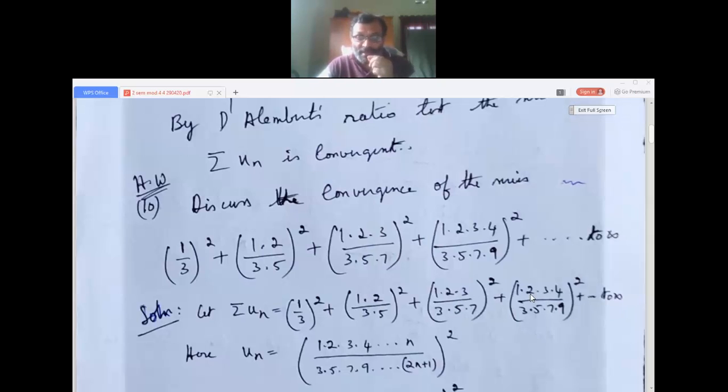So naturally the nth term will be 1·2·3·4 till n divided by, first term is 3, second term is 3·5. So you can see odd numbers, 3·5. Third term is 3·5·7. Next term is 3·5·7·9. So naturally it will be 3·5·7·9 till 2n+1. So how do you get 2n+1? Because it is an arithmetic progression. There is a common difference 2: 5 minus 3 is 2, 7 minus 5 is 2, like that. So we can use the formula a + (n−1)d to find out the nth term. Okay.